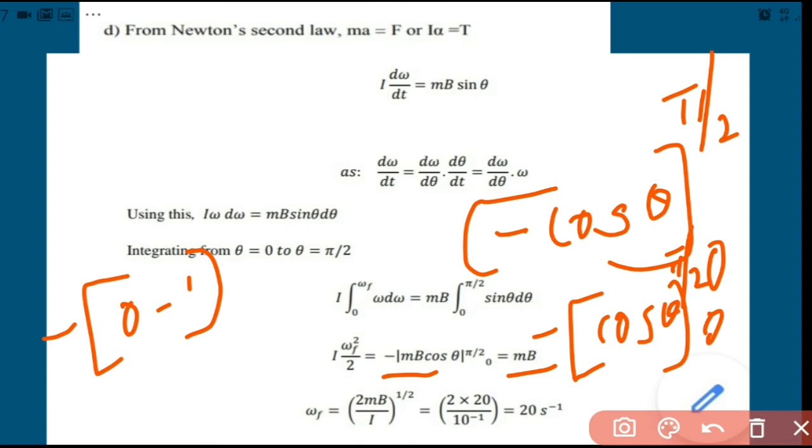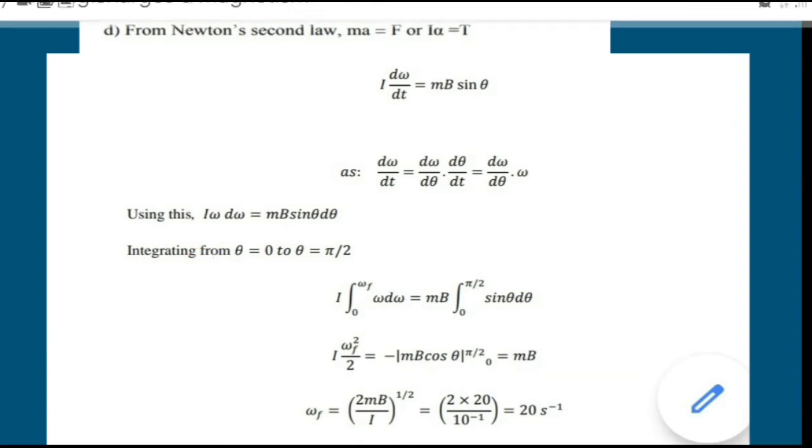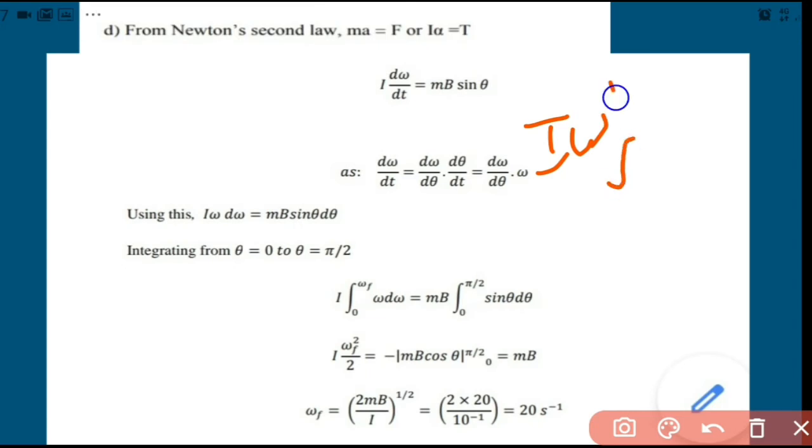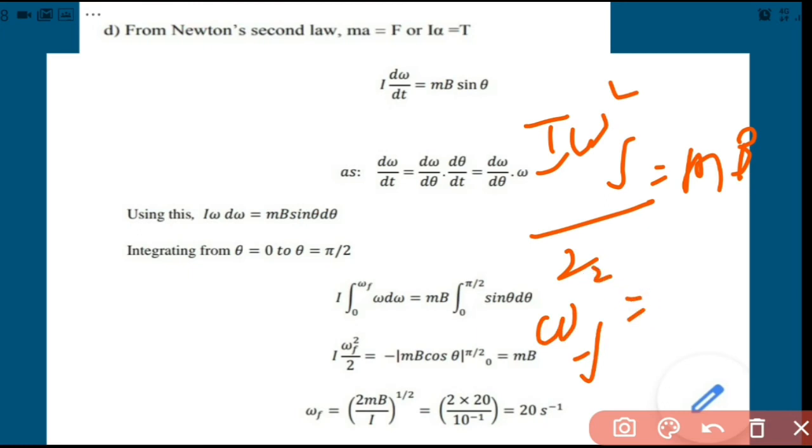So here the right hand side becomes mB. Now substituting, we have omega f. So what is our equation? I omega f square divided by 2 is equal to mB. So rearranging, omega f square is equal to 2mB divided by I. So omega f is equal to root of 2mB by I. That is what this equation gives.